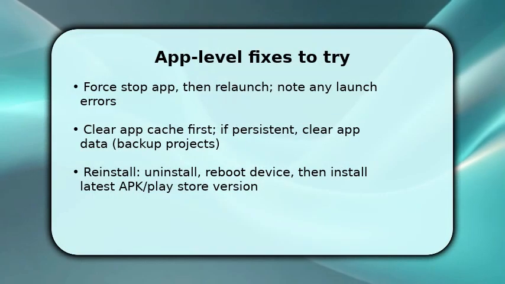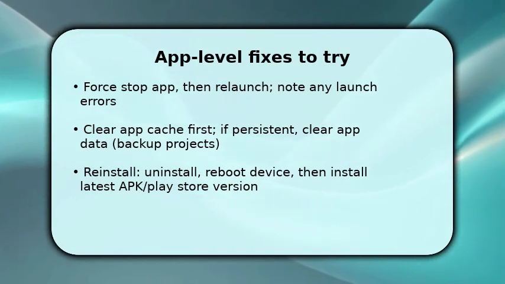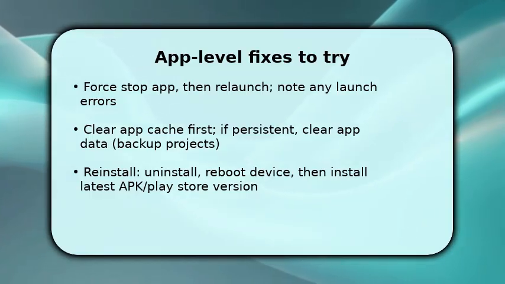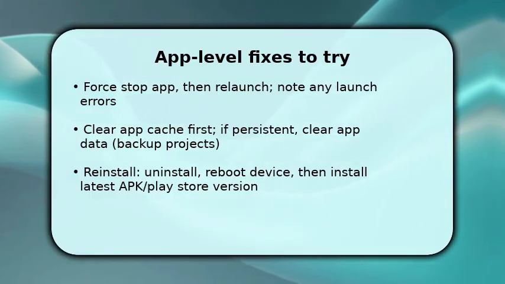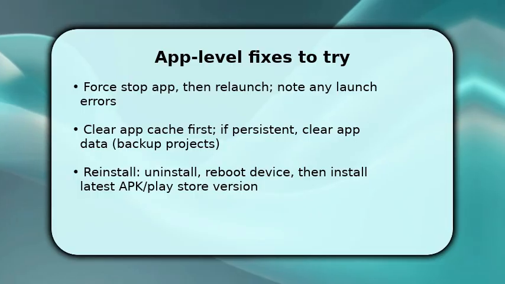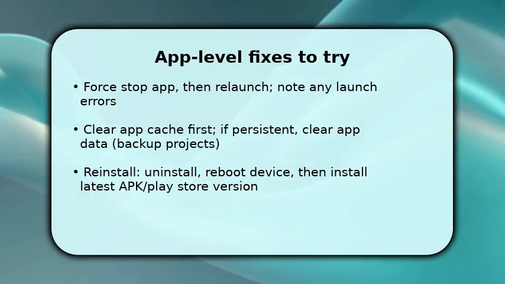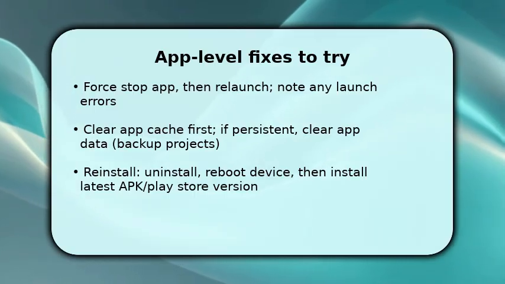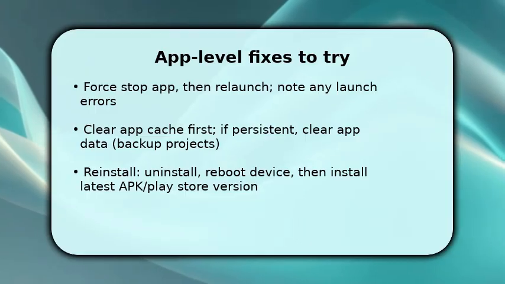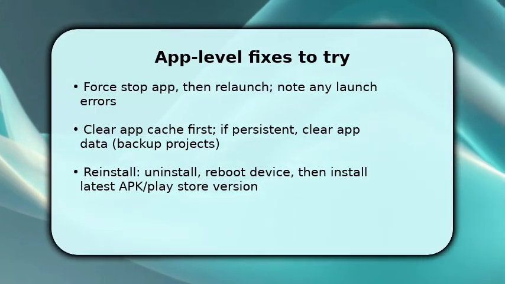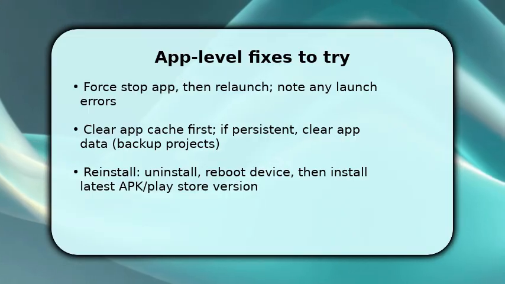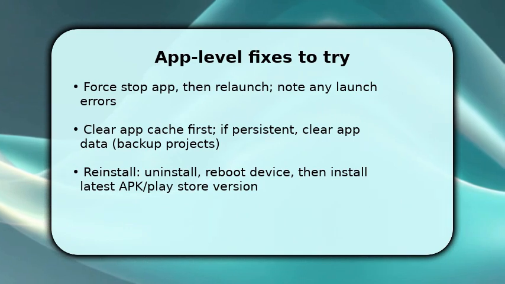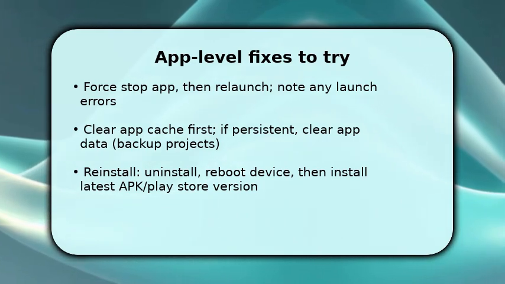Now you move to app-level remedies that resolve corrupted states. First, force stop Alight Motion and relaunch to see if a transient bug clears. If it still fails, clear the app cache. This removes temporary files without losing projects. If issues persist, back up your projects and clear app data or reinstall. Uninstall, reboot the device, then install the latest official build. Reinstalling replaces damaged binaries and often fixes launch crashes caused by incomplete updates or file corruption.